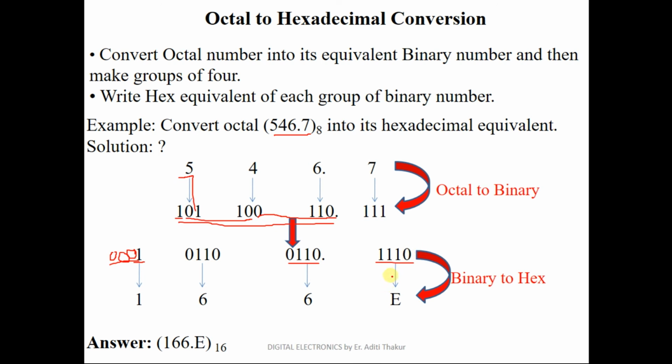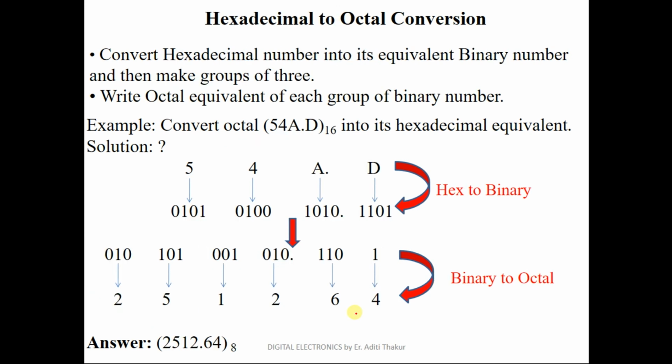Now simply we have to write the hex equivalent of these groups of 4 bits. 1110 corresponds to E, 0110 corresponds to 6, 0110 corresponds to 6, and 0001 corresponds to 1. So therefore we can convert 546 directly into its hex equivalent, which is 166.E.